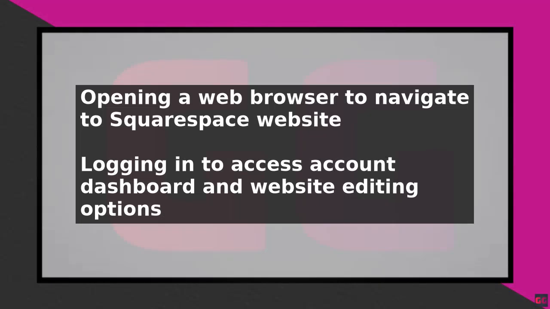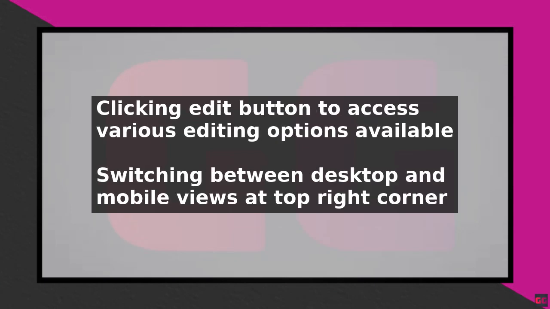To edit the mobile view in Squarespace, start by opening a web browser and navigating to squarespace.com. If you're not automatically logged in, you'll be prompted to enter your email and password. Once logged in, you'll be taken to your account dashboard, where you can access the website you want to edit. To begin editing, click the Edit button at the top left of the screen.